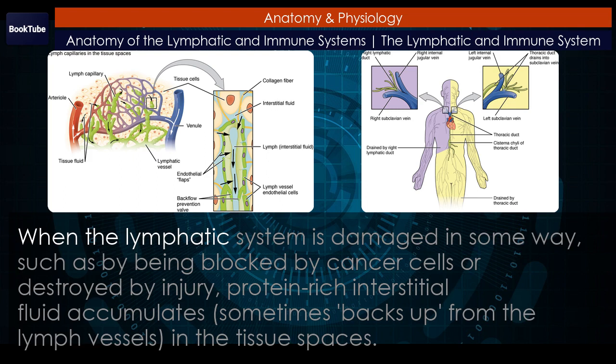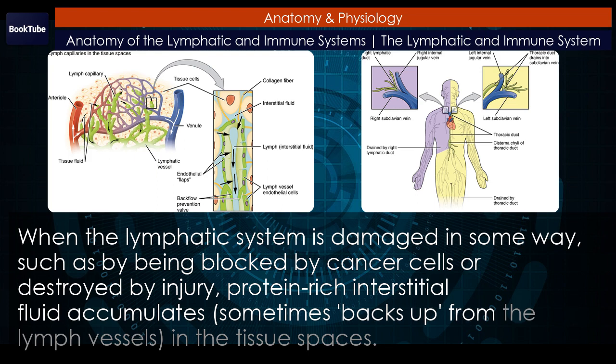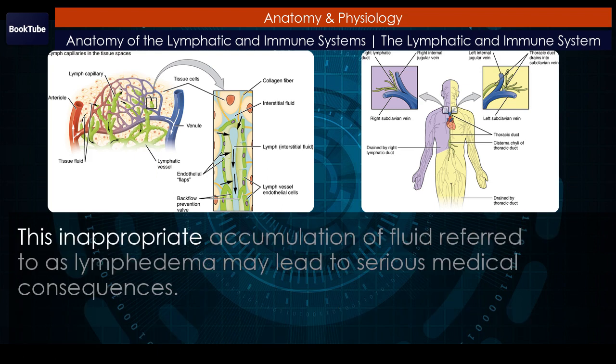When the lymphatic system is damaged in some way, such as by being blocked by cancer cells or destroyed by injury, protein-rich interstitial fluid accumulates, sometimes backing up from the lymph vessels in the tissue spaces. This inappropriate accumulation of fluid, referred to as lymphedema, may lead to serious medical consequences.